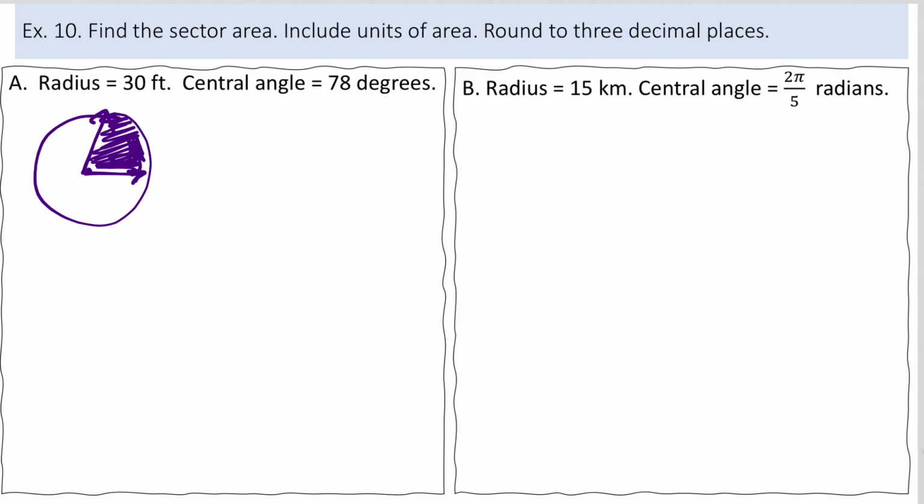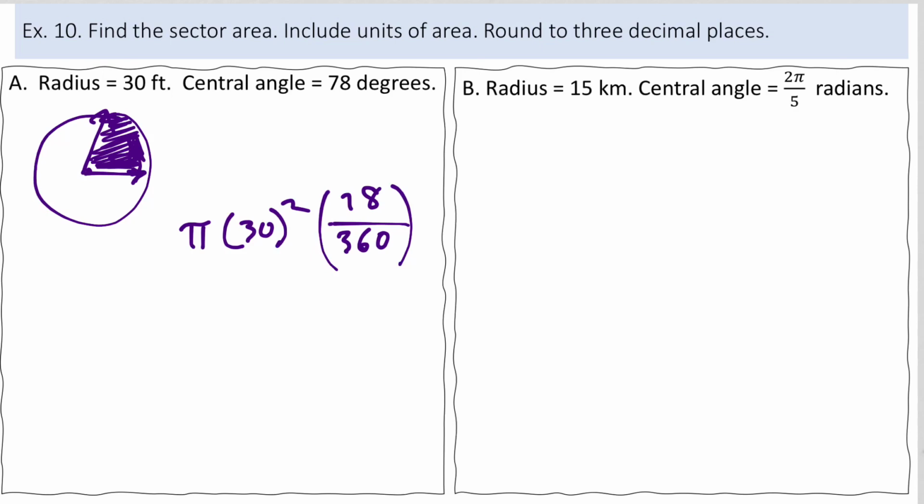All right, so we know that the area of a full circle is pi r squared, where r is 30. We want to proportion that by what portion of the circle we have. So we have 78 degrees of the circle out of a total number of degrees of 360. So we type that into the calculator: pi times 30 squared times 78 divided by 360.